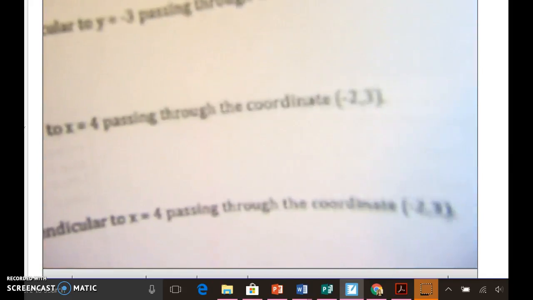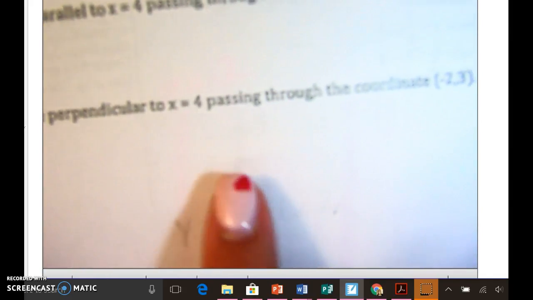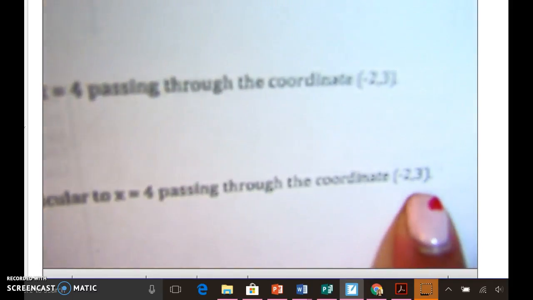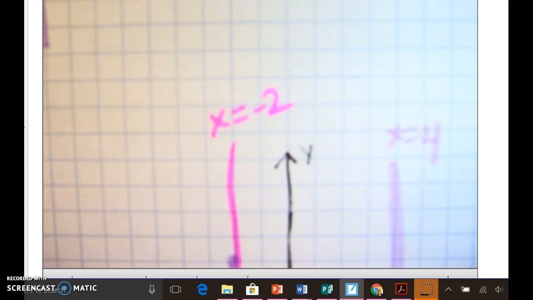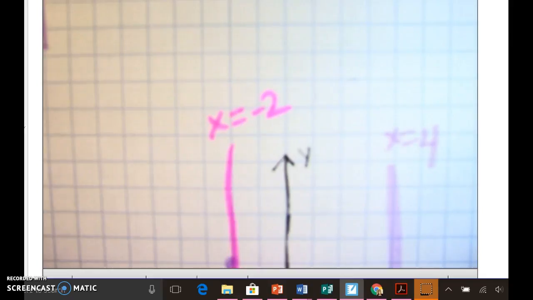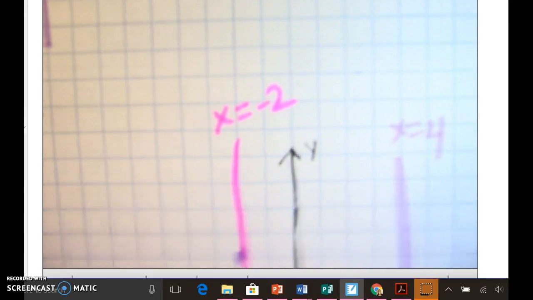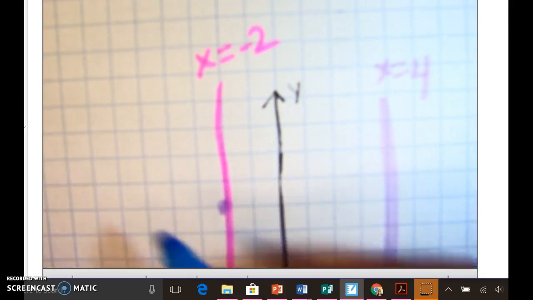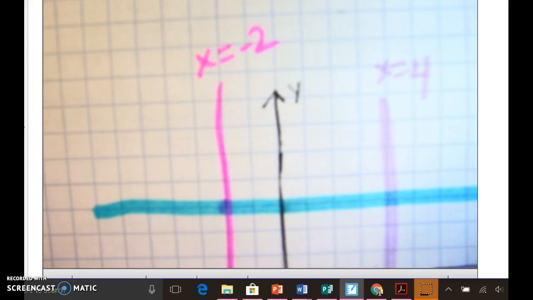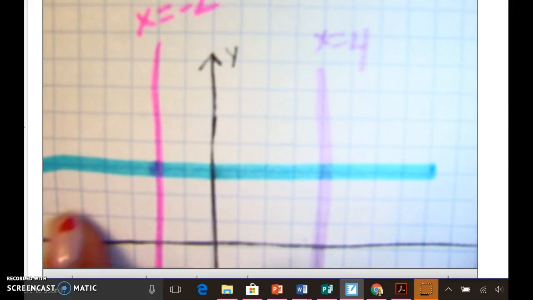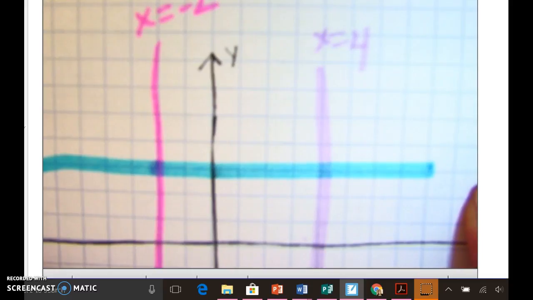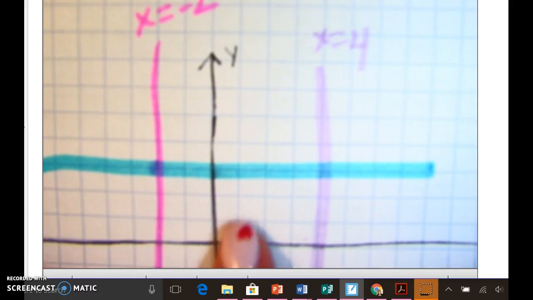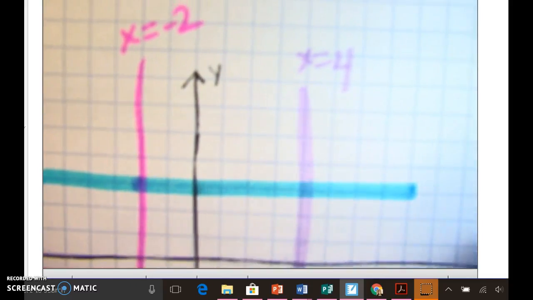And then conversely, if you need a line that's perpendicular to x equals 4, and it has to go through that point, the only thing that it could be to go through that point and be perpendicular to your original line would have to be this. Well, what's the equation of that line? Well, what's true about that line? No matter what x is, as we move along the x, the y stays the same.